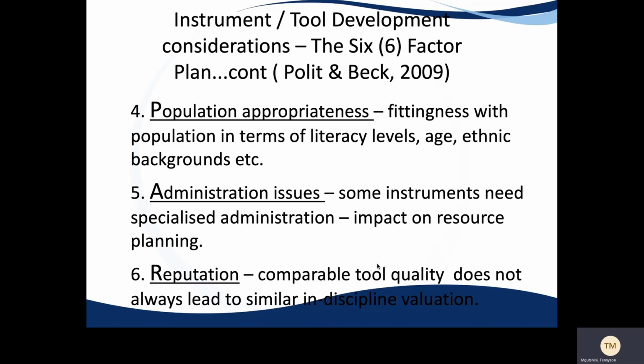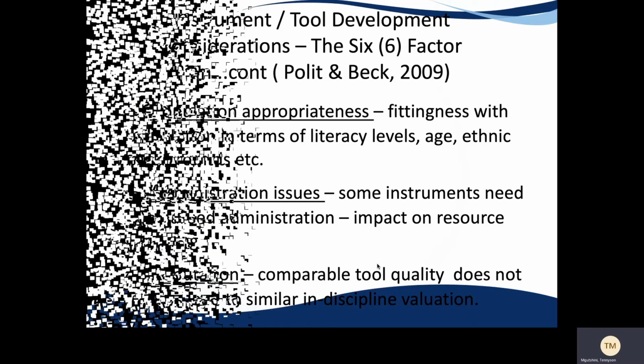The final consideration is reputation. There are some tools that have a very high reputational presence, but they've gained their reputation from being used in other fields other than yours. And you have to be aware that this high level of reputation gained elsewhere does not translate to similar in-discipline evaluation.